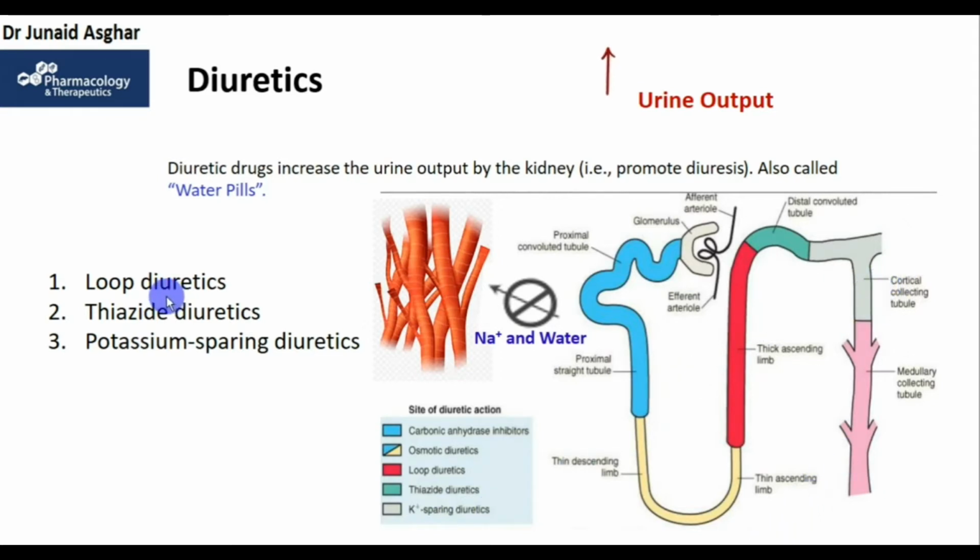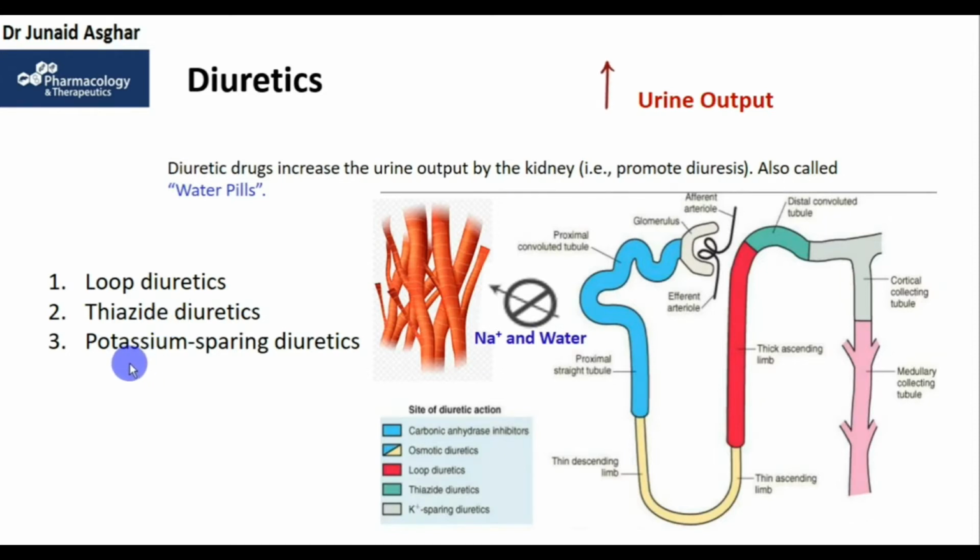Now, loop diuretics are more potent than thiazides and potassium-sparing diuretics. They produce powerful diuresis and natriuresis. Natriuresis means excretion of sodium. The thiazides are the most commonly used diuretics. These drugs are less efficacious than loop diuretics, but are sufficiently effective to be used as antihypertensive agents.